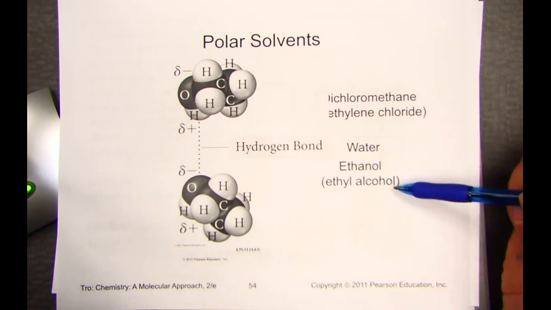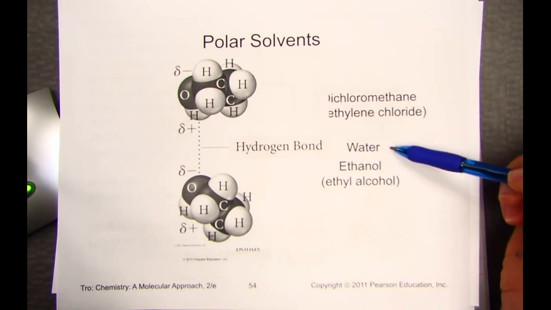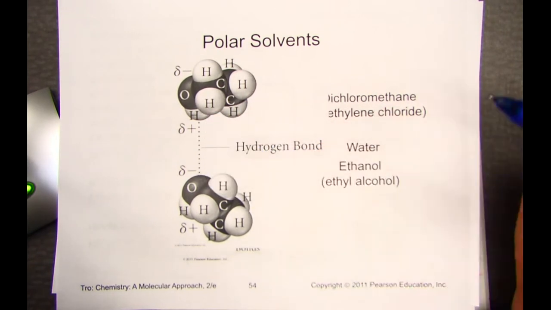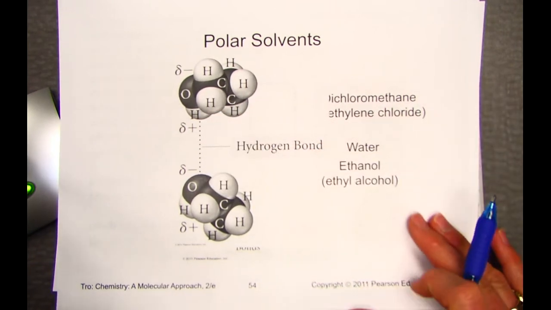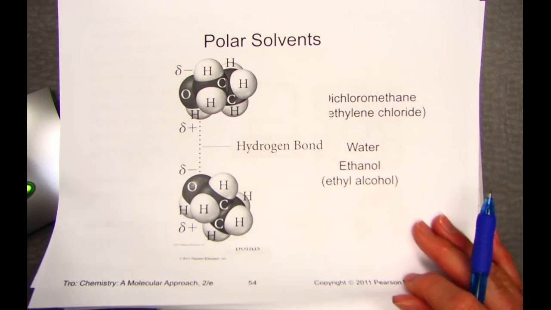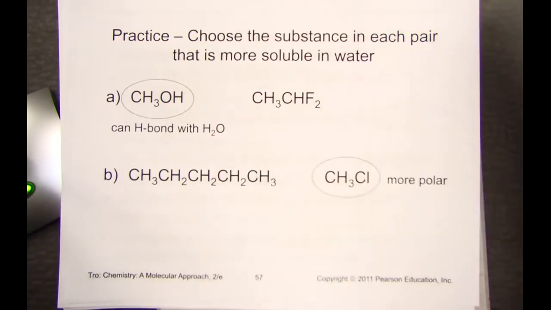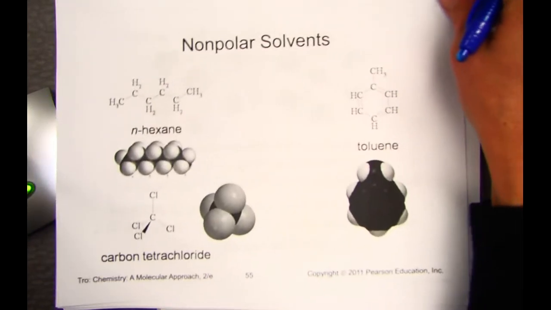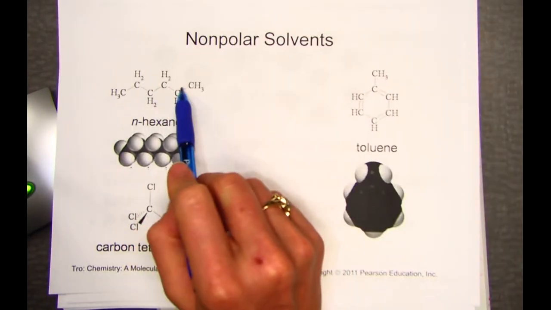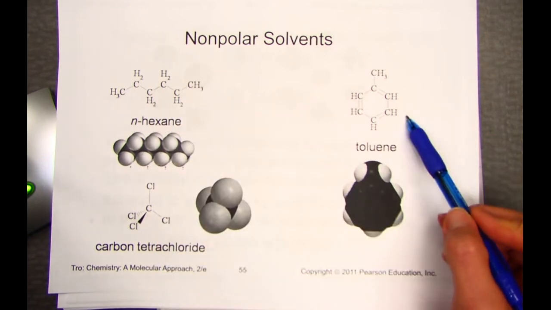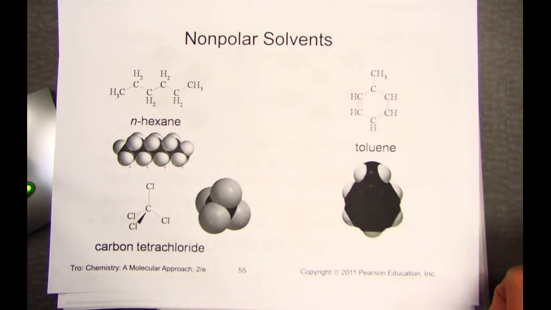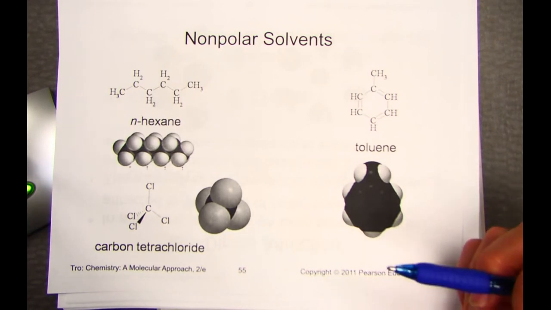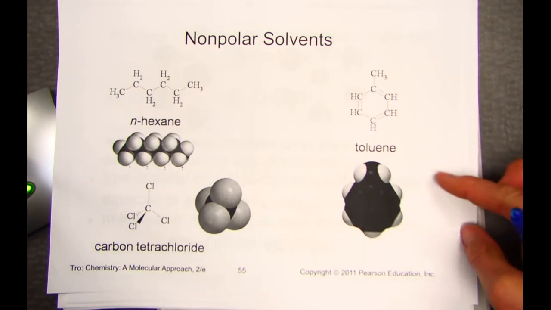If I place that into another polar molecule, such as water or ethanol, there are oppositely charged areas of each molecule, and a solution would indeed form based on the hydrogen bonding setting up between the molecules. With nonpolar solvents, such as hexane, toluene, carbon tetrachloride, nonpolar solvents are very good at dissolving nonpolar solutes. Like dissolves like.